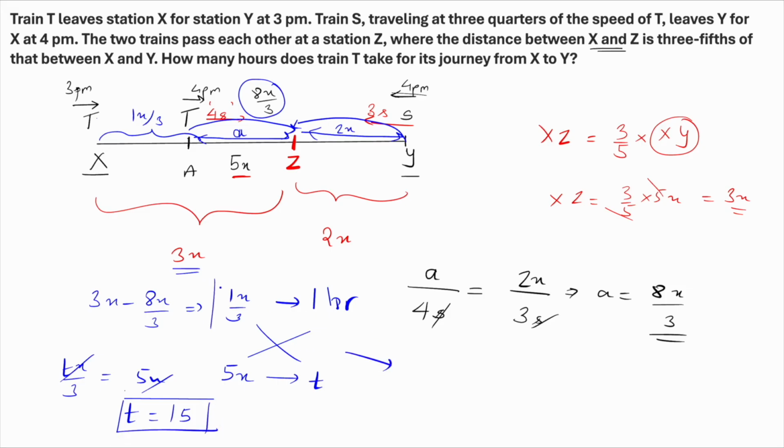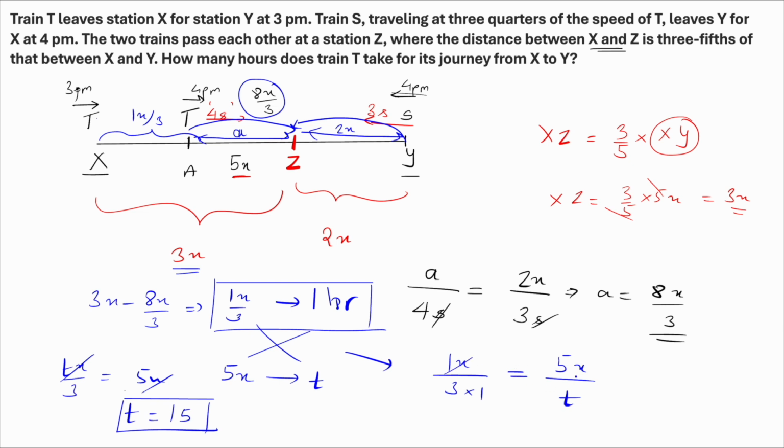So in the first case, the distance is 1x by 3 and the time is 1 hour. Speed is equal to distance 1x by 3 upon the time 1. In the second case also, the distance is 5x and the time is t. Both the speeds are equal.